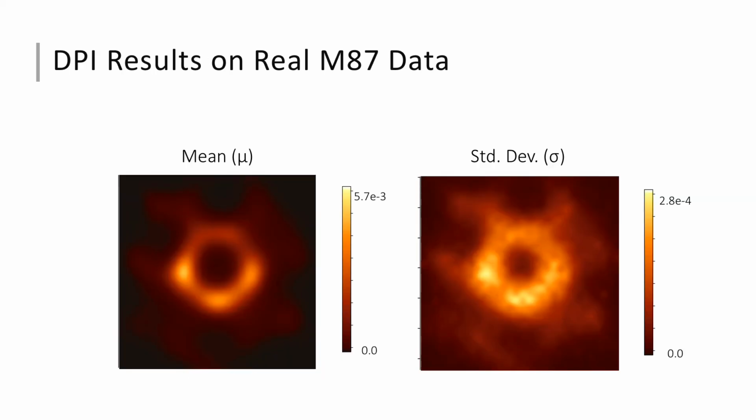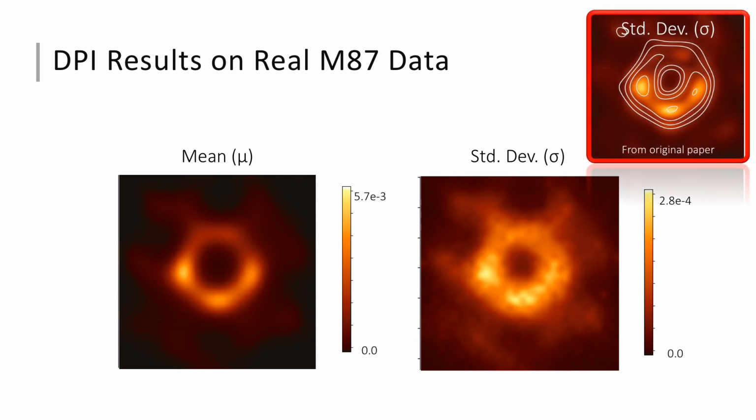More excitingly, we also ran DPI on several real datasets. This is the result we got when we ran the approach on the real M87 black hole data from the Event Horizon Telescope. It is really encouraging that if you compare the standard deviation in the DPI images to the standard deviation we had published in the original M87 imaging paper, you can see that they are amazingly similar. In both uncertainty maps, there are three regions with highest uncertainty that seem to match up.